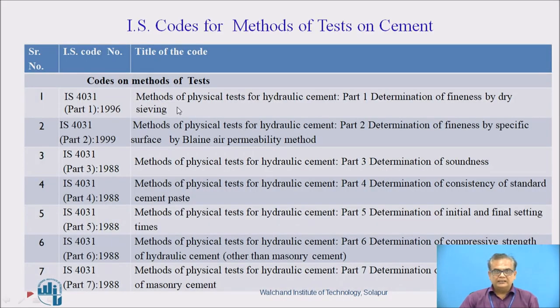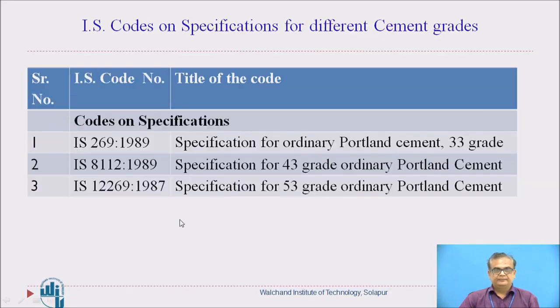Now here is a list of IS codes which are used for different tests on cement. Here you can see part 5 is used for the setting time test. Now these are the IS codes which give specifications of different tests on cement. So these 3 IS codes are meant for 3 different grades of cement.